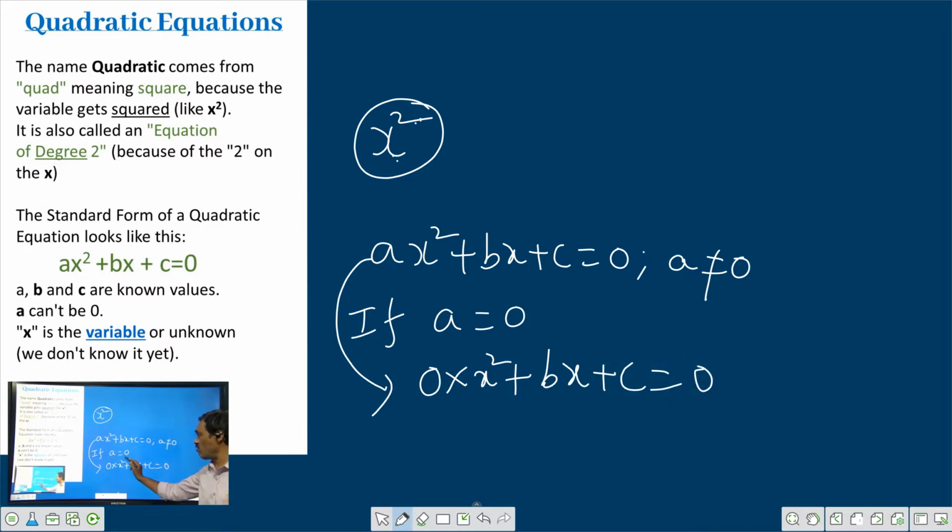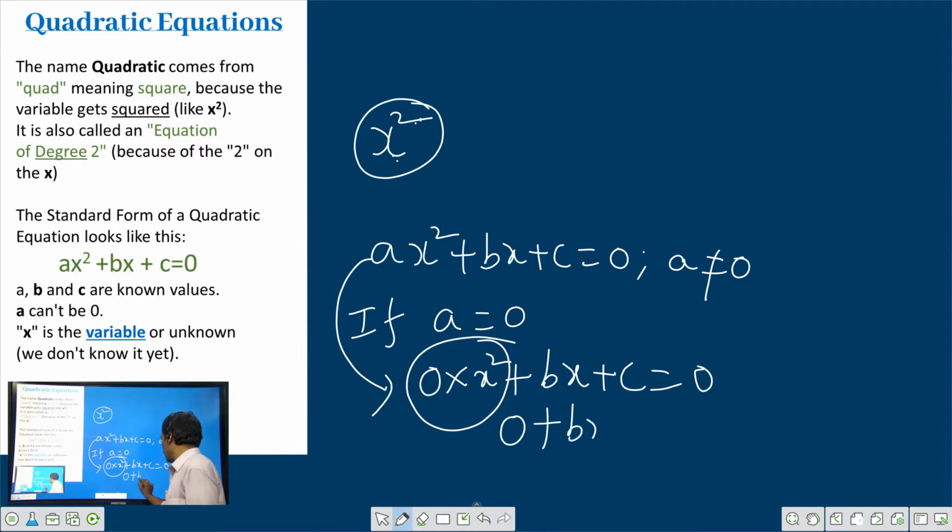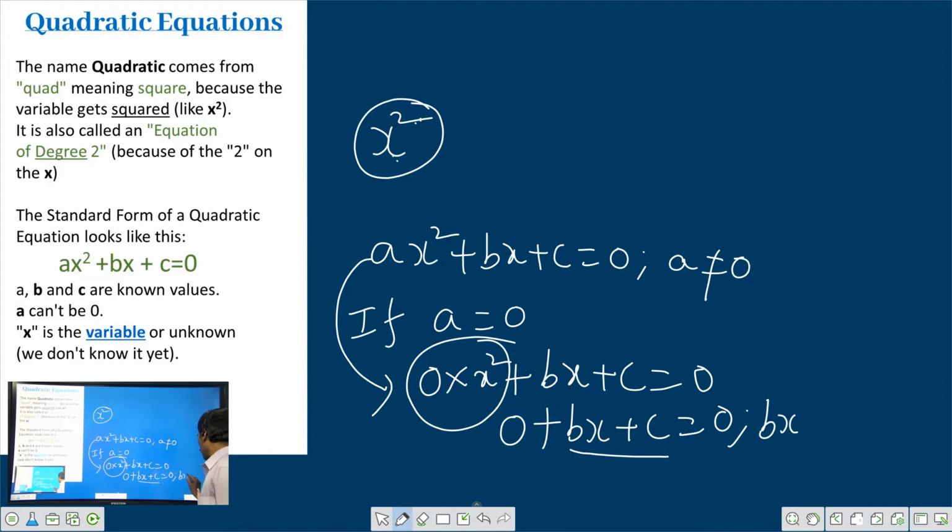If a is equal to 0 in the standard form of a quadratic equation, then 0 into x square, anything multiplied by 0, becomes 0, plus bx plus c is equal to 0. So this is nothing but bx plus c equal to 0. Here the maximum power raised on x is only 1. That's why it becomes a linear equation in one variable, that is x only. But x is not raised to 2, so it is not a quadratic equation at all.